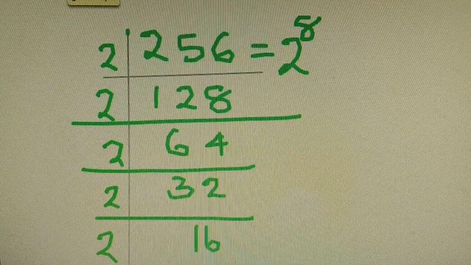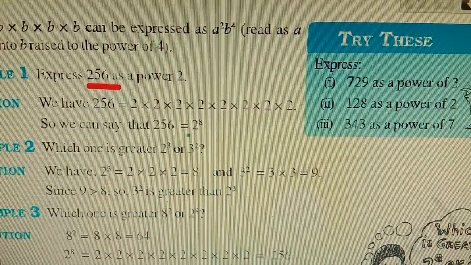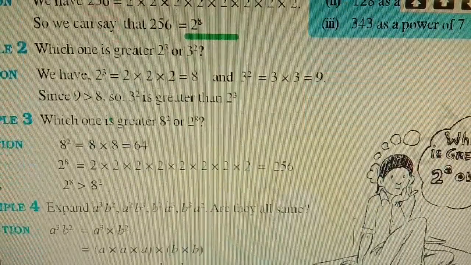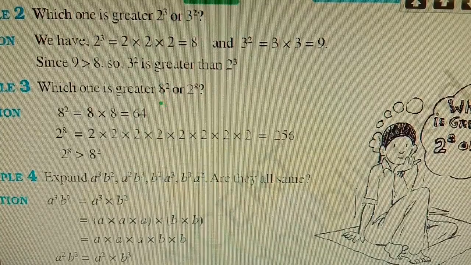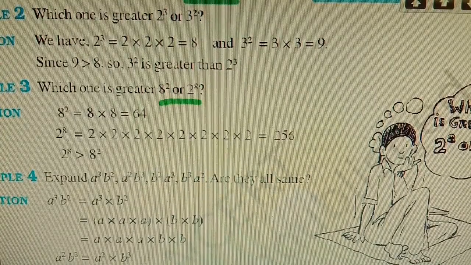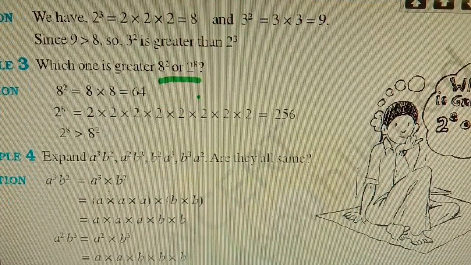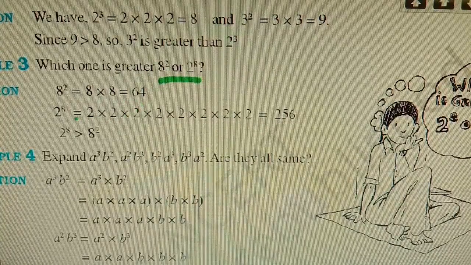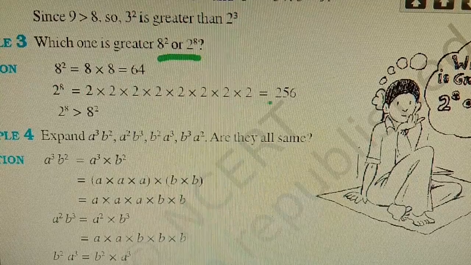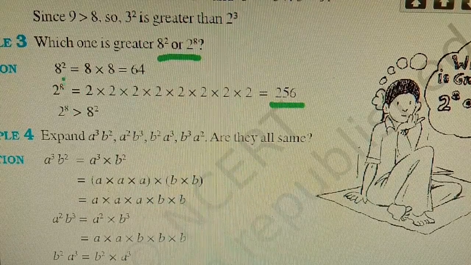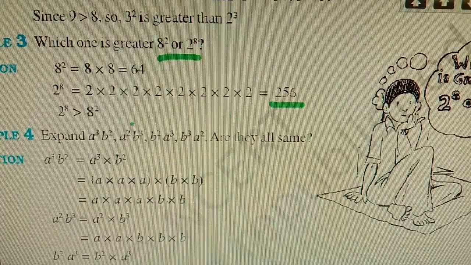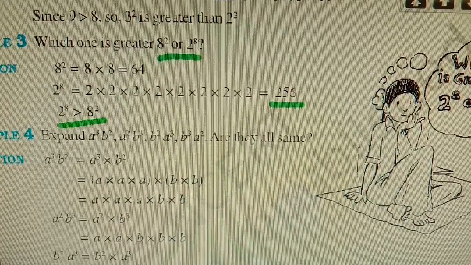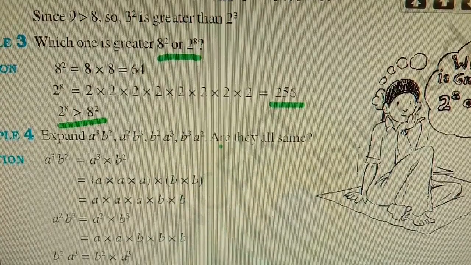Okay. So here also we can see the answer as 2 to the power of 8. Now the next question, listen. Which one is greater, 8 square or 2 to the power of 8? We know 8 square is 64, because 8 into 8 is 64. Then 2 to the power of 8, we see that is 256. So 64 or 256, which is greater? 256 is greater, so 2 to the power of 8 is greater than 8 square.